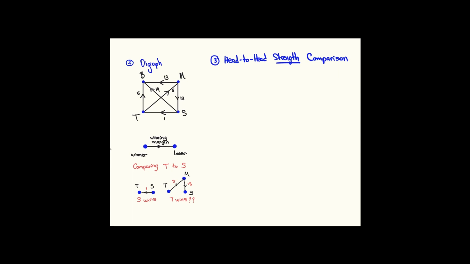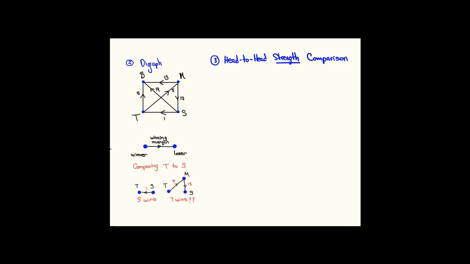So which comparison is stronger? Which of the paths is stronger? Note that in the first comparison, we have a winning margin of 1, which means that this was almost a tie. Whereas in the second comparison, both of the head-to-head comparisons have margin of error greater than 1. This one has 5 and this one has 13.